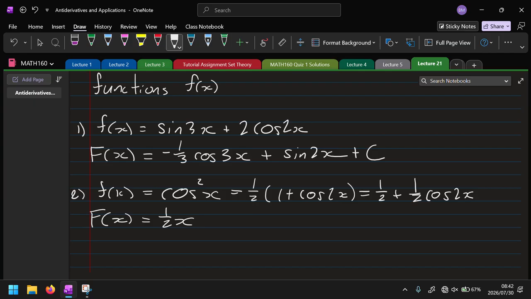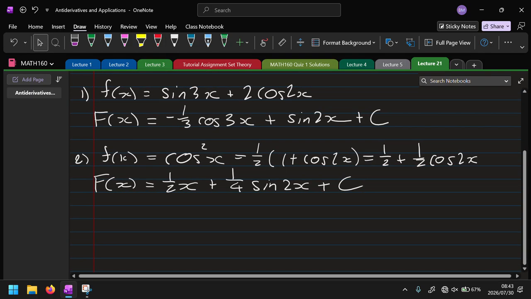Okay, then the next one, forget about the half, forget about the 2. The antiderivative for cos, sine. Good. And then here we've got a 2, so we divide by 2. And then plus c. Okay. Again, something like this, 2 marks: trig identity, final answer. Okay, they'll all be around 2 marks. Okay, number 3.